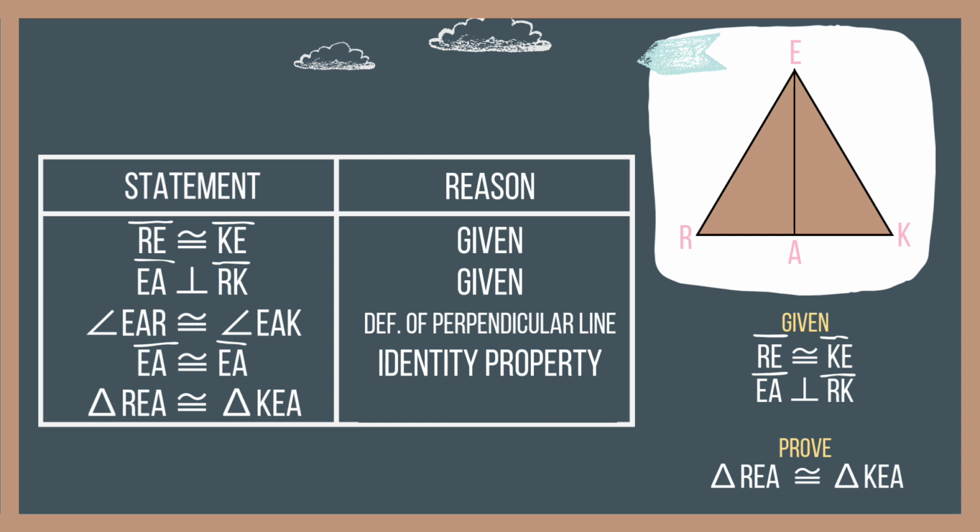Fourth statement, line segment EA is congruent to line segment EA. So of course, the reason behind that is identity property, since line segment EA is congruent to itself. Therefore, triangle REA is congruent to triangle KEA. What is the reason from that? Of course, it is the hypotenuse leg theorem.